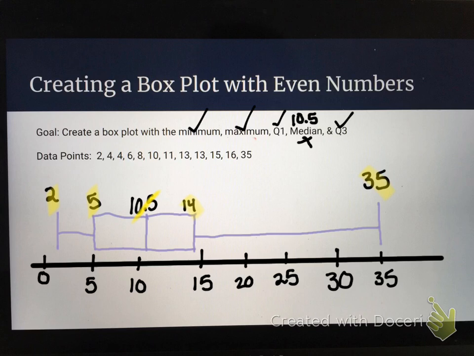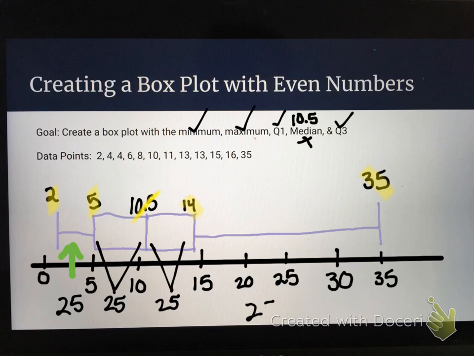Remember, this means that there is 25% of our data between here and here. 25% of our data is between here and here. 25% of our data is between here and here. And 25% of our data is between here and here. Quartiles. We're splitting up our data into fourths.